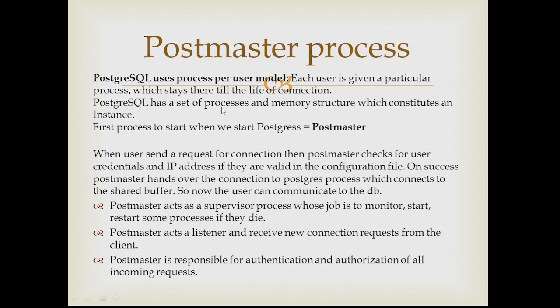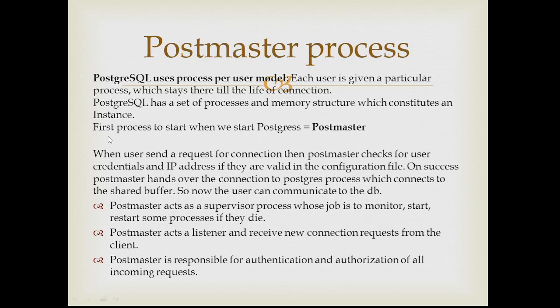PostgreSQL has a set of processes and memory structures which constitute an instance. So a database, which we can usually call an instance, consists of the processes and memory structures for a particular database. We can have more than one instance of PostgreSQL on a single server. We'll see in our next videos how we can have 2 or 3 instances of PostgreSQL on a particular server.